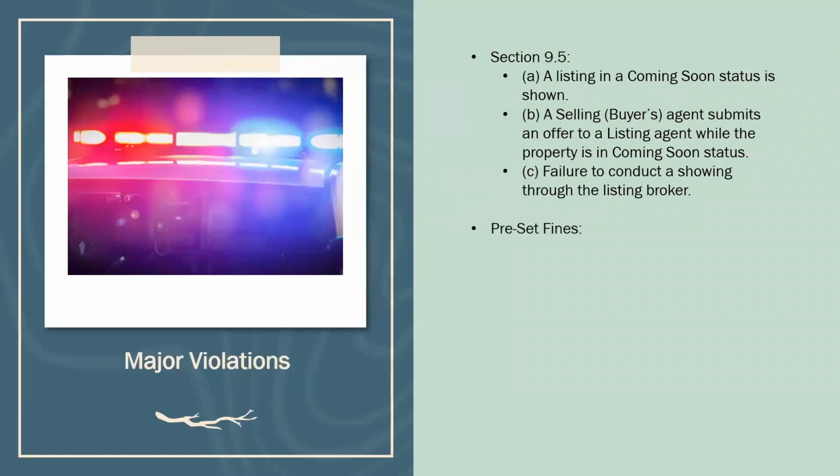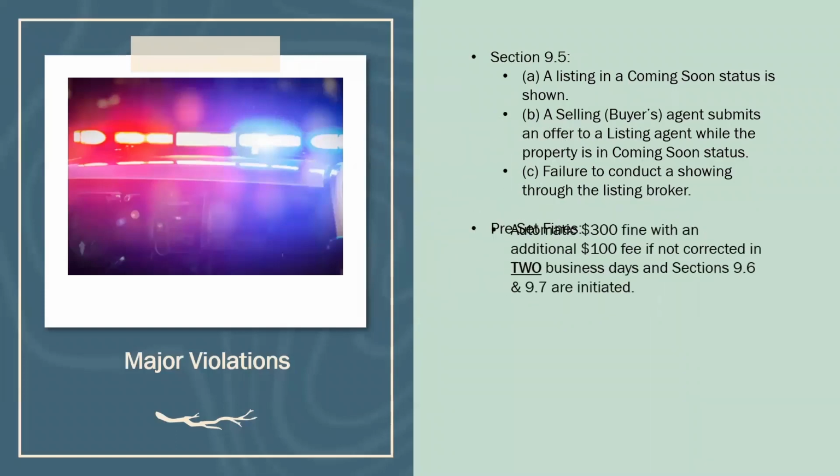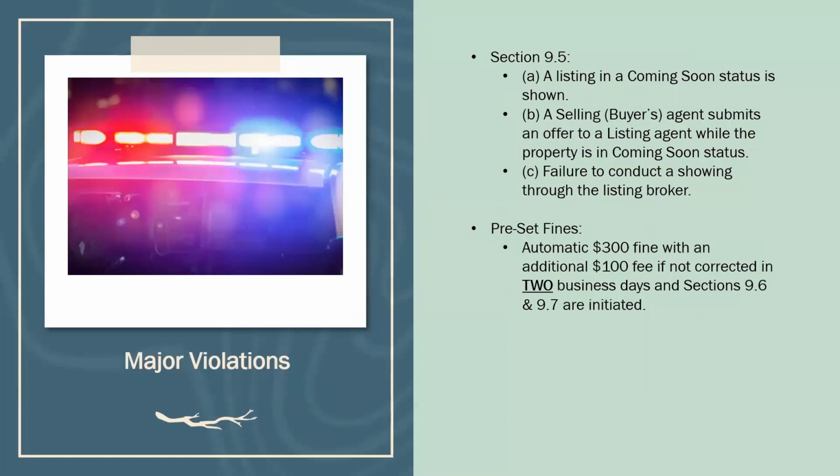Your preset fine for major violations is an automatic $300 fine with an additional $100 if not corrected in 2 business days. If it's not corrected in 2 business days, then sections 9.6 and 9.7 are initiated. So you'll get a late fee at the end of 20 days and then lose MLS access in 10 days.